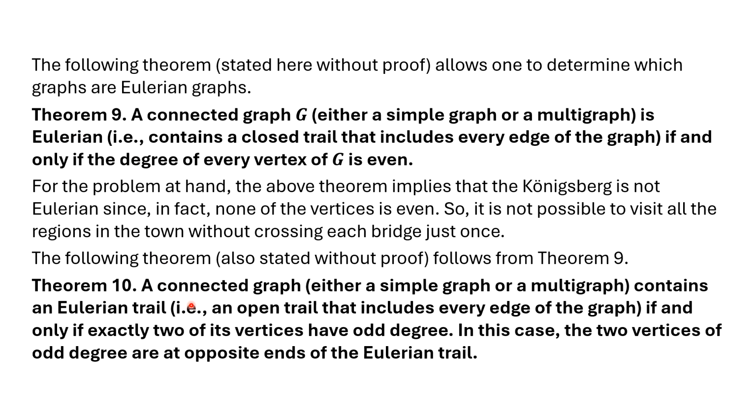Then we have the second theorem. A connected graph, either a simple graph or multigraph, contains an Eulerian trail, an open trail that includes every edge of the graph, but you don't need to have the beginning point and the end point being the same, if and only if exactly two of the vertices have odd degree. In this case, the two vertices of odd degree are at opposite ends of the Eulerian trail. So again, we have 4 vertices of odd degree, so that means we do not have an Eulerian trail in our graph. And as we knew from the very first lesson, there was no solution to the Königsberg bridge problem.